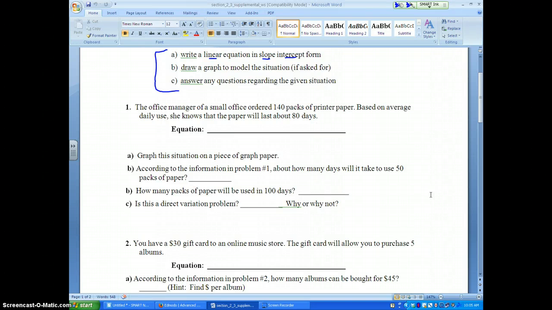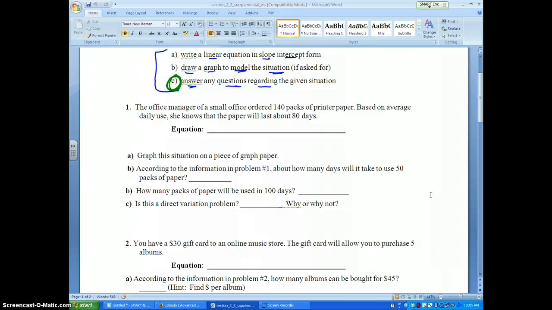slope-intercept form. B, draw a graph that will model this situation. And C, answer any questions regarding the given situation. And that's basically the main purpose of this, is to answer and make predictions regarding a situation if it's linear. So, let's do number 1 together.